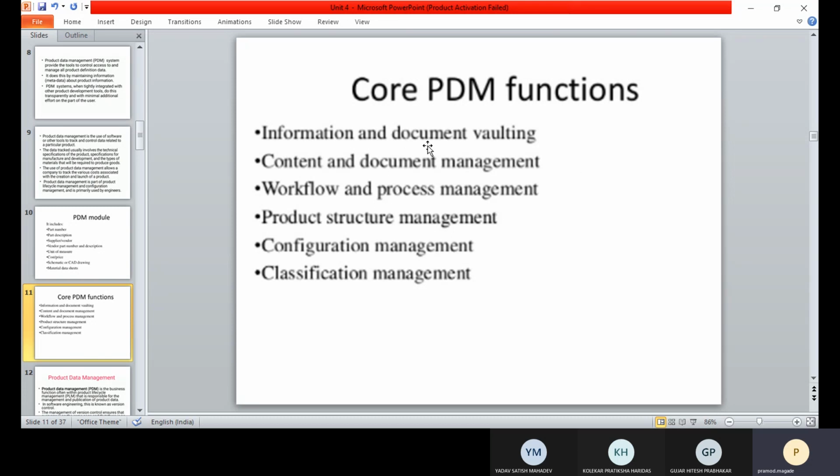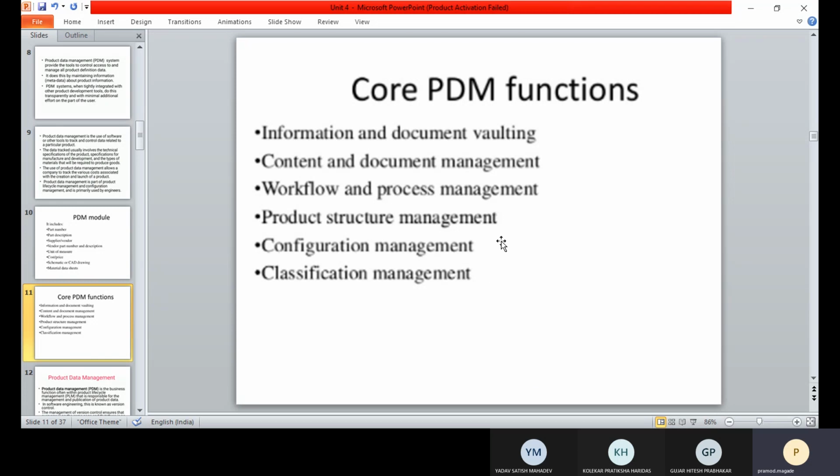So the core functions are information and document vaulting. Of course, content and document management is also important. How many products we have purchased, how many we have invested actually for the process, what the requirements are, and the upcoming requirements. So there should be data management. Otherwise what will happen, how many products to order, how many to finish, it's of no use then, correct. So a proper workflow and a proper process are situated in the data management.